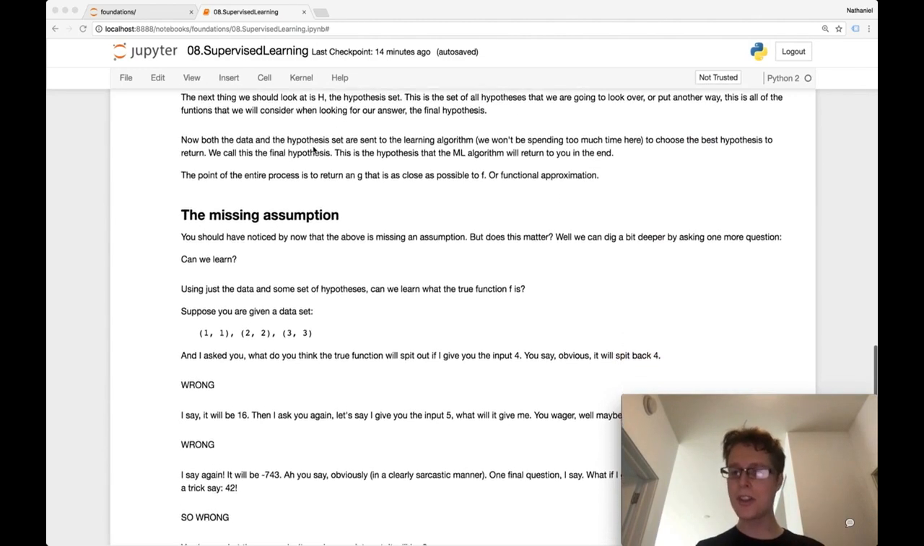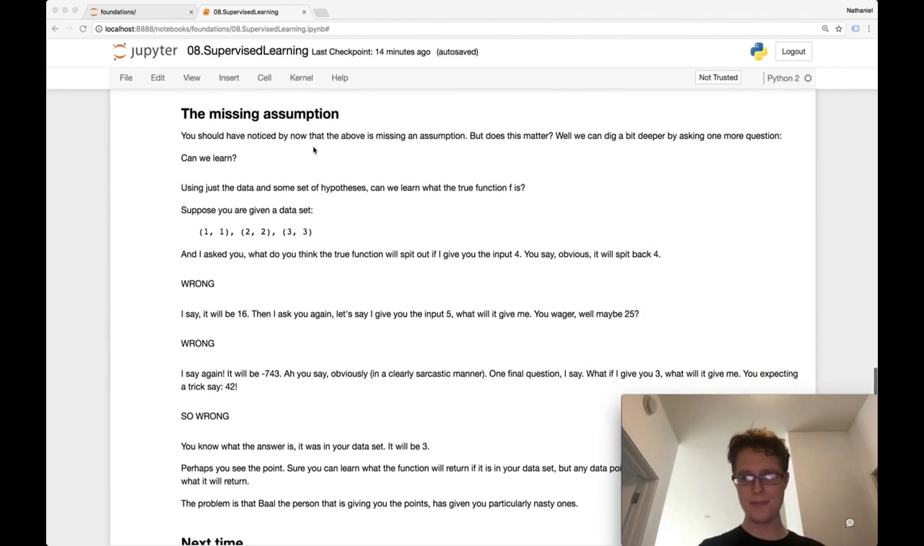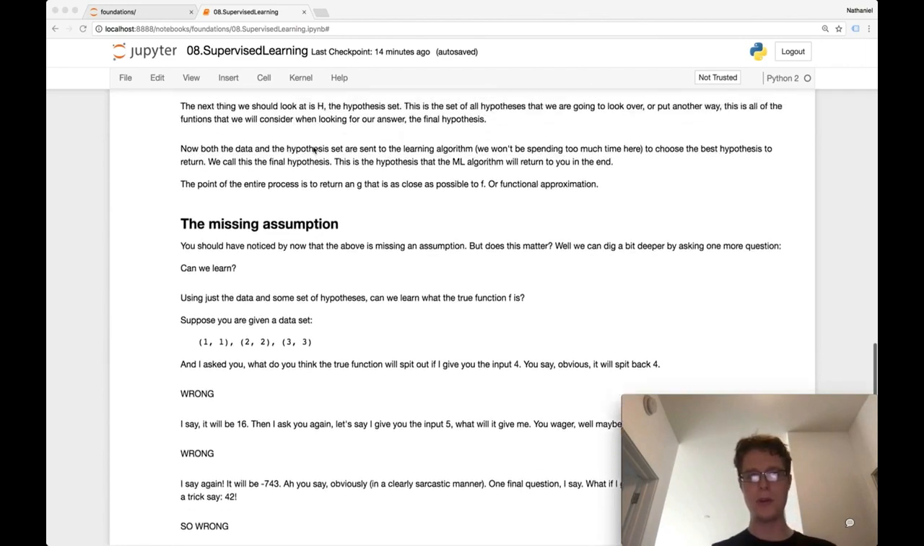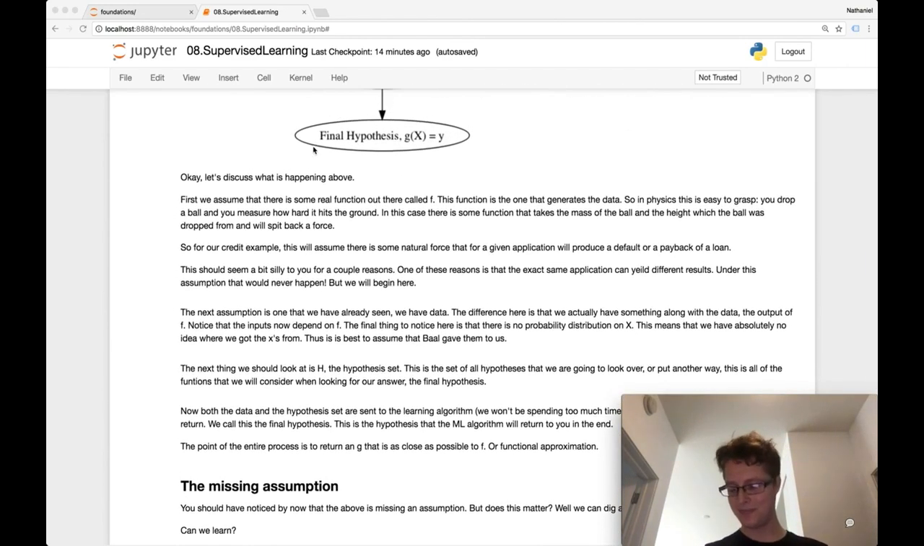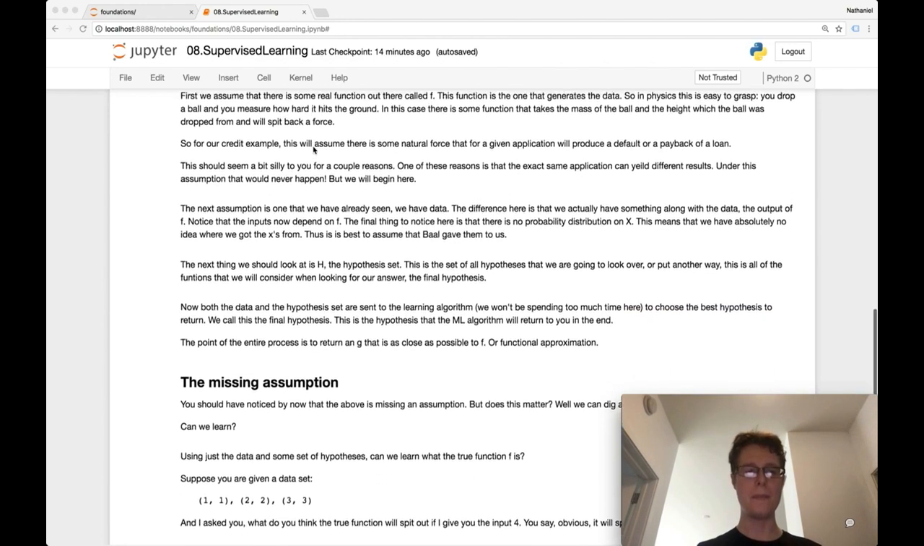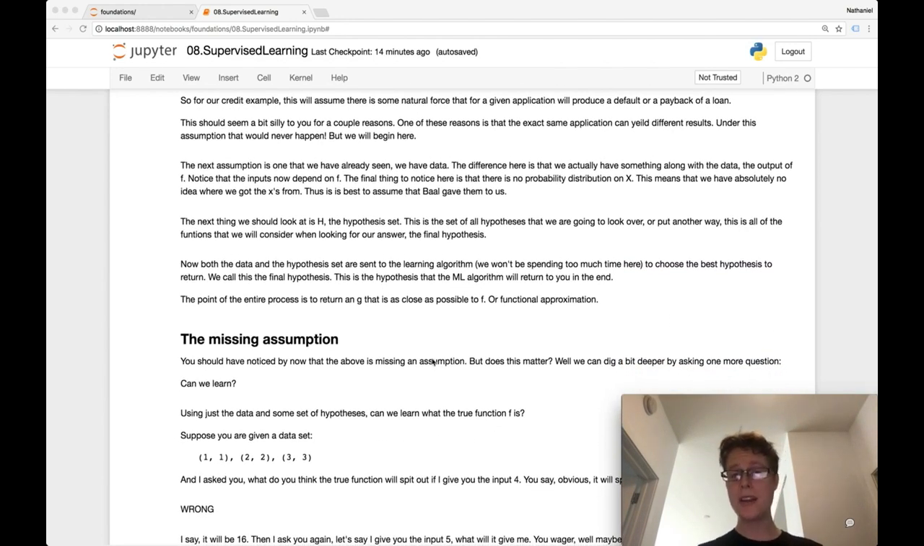Now here's the thing. We saw the above, right? We saw the above. Well, hold on. I don't want to spoil anything for you. So we saw the above, and there was an assumption that was missing. And let's make use of this fact that there was an assumption that was missing. Okay. So you should notice by now this missing assumption.